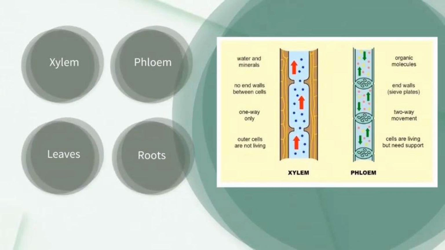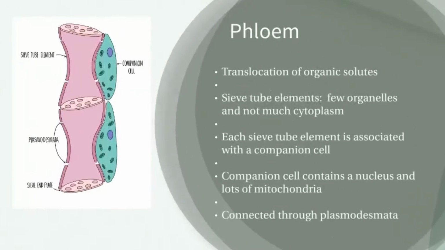So the key difference between the xylem and the phloem is that xylem only has one-way movement, but the phloem has movement in both directions, so they can go up or down the phloem. So talking of the phloem, let's have a look at what the phloem does. The phloem is also part of the vascular system of the plant, and the purpose of the phloem is movement of organic solutes which are dissolved within water.